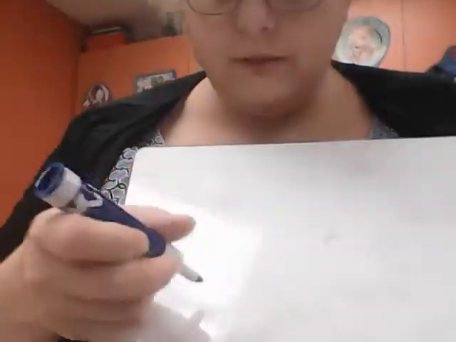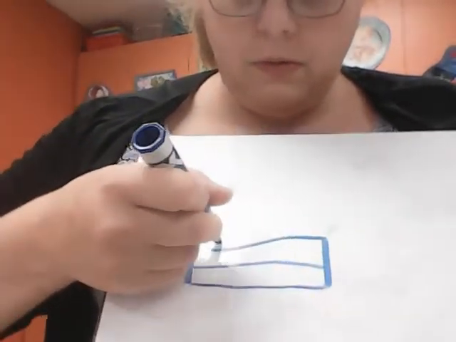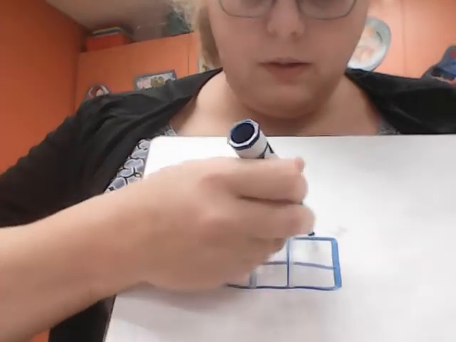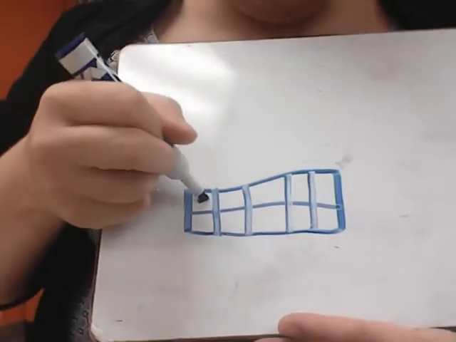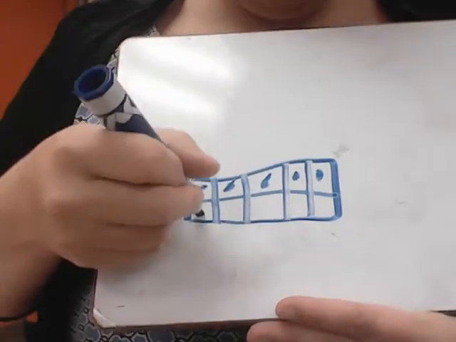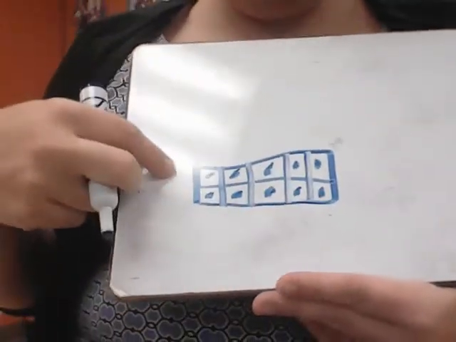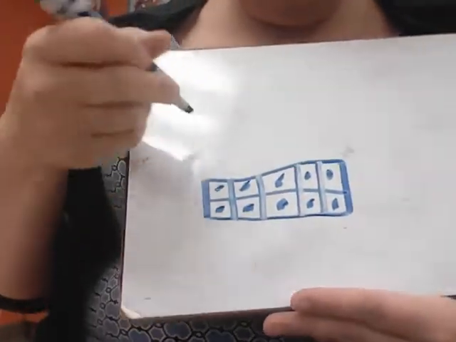So I have a pack of 10. So here's my 10 frame. So I have 1, 2, 3, 4, 5, 6, 7, 8, 9, 10. There's my 10. It's not a very straight 10 frame, but we're going to pretend.